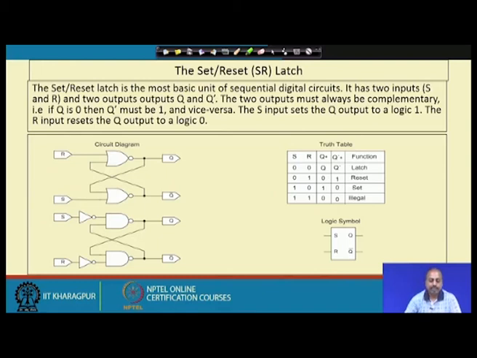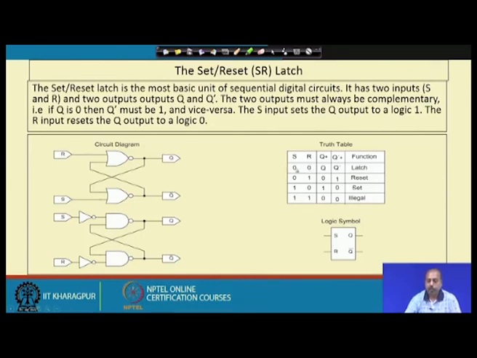A basic circuit diagram for this can be like this. We can take two cross-coupled NOR gates. Now, you can understand that if I set S equal to 1, then Q bar will get 0, and whatever Q bar is, it will come back as the input of the other gate. So, let us look into this truth table and try to understand.